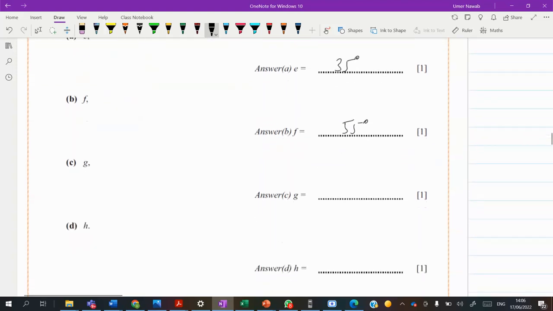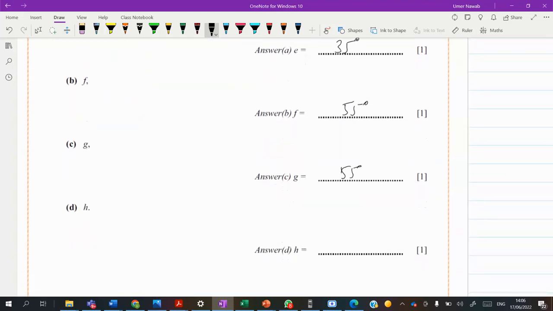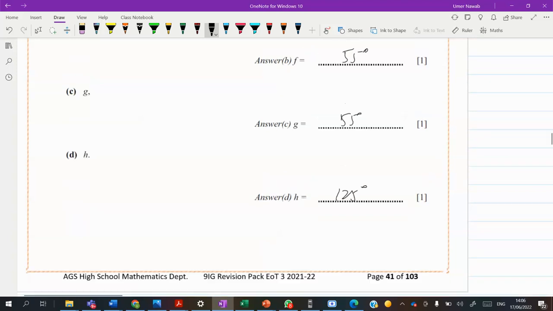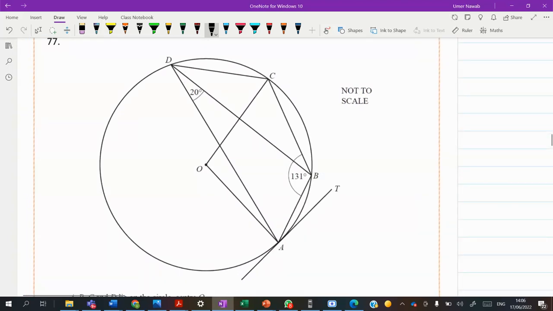So let me copy all the angles: 35, 55, 55, and 125. Are we done? I think question number 78 we came on.